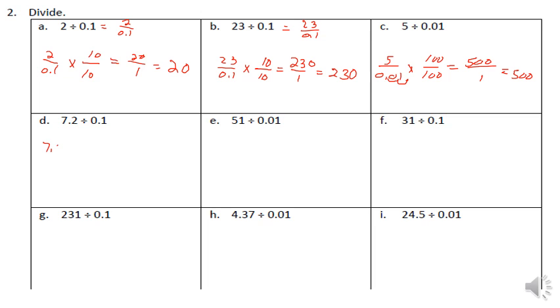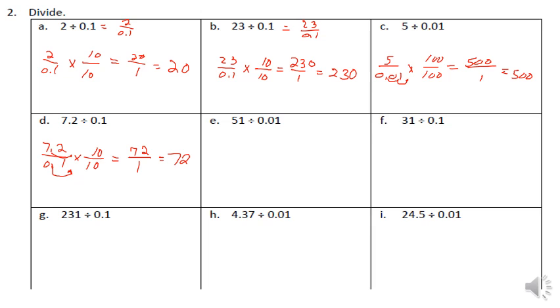Now we have 7 and 2/10 divided by 0 and 1/10. Now when I have decimals in both numerator and denominator, we're looking to see which one has the most place values we have to get rid of. In this case, they both have just 1 place value we need to move. So we know multiplying by 10 will get rid of the place values on both of them. And we're going to end up with 72 over 1, which equals 72.